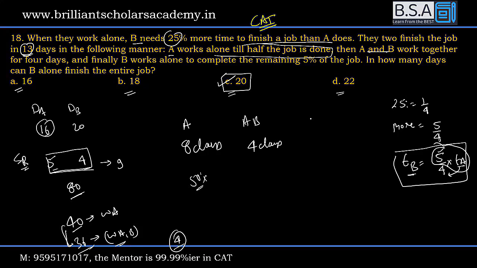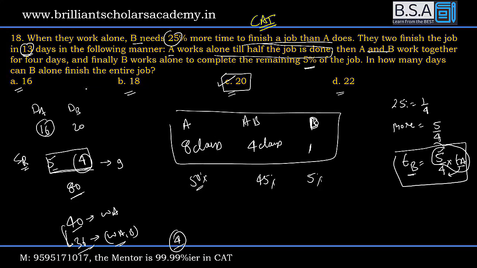How many days will B take to complete 4 units? 1 day. So 4 units is 5% of the job. Are we able to complete the entire work in the prescribed time, 13 days? Yes. 8 plus 4 plus 1 is 13 days. It fulfills all requirements. Answer is C, Calcutta.